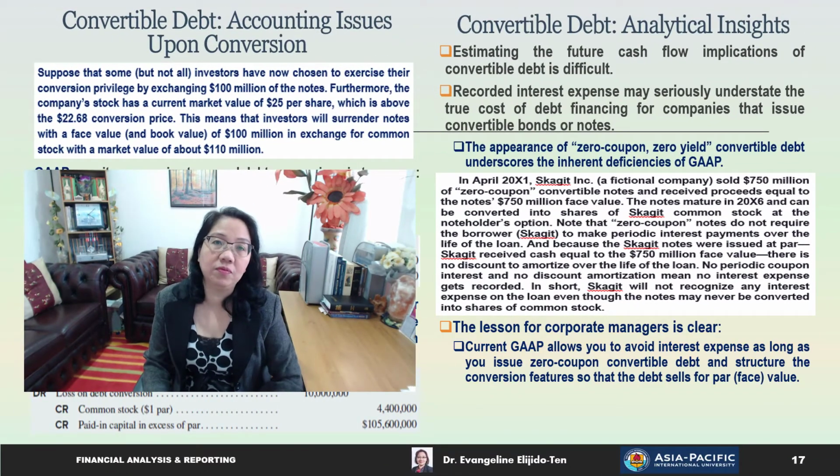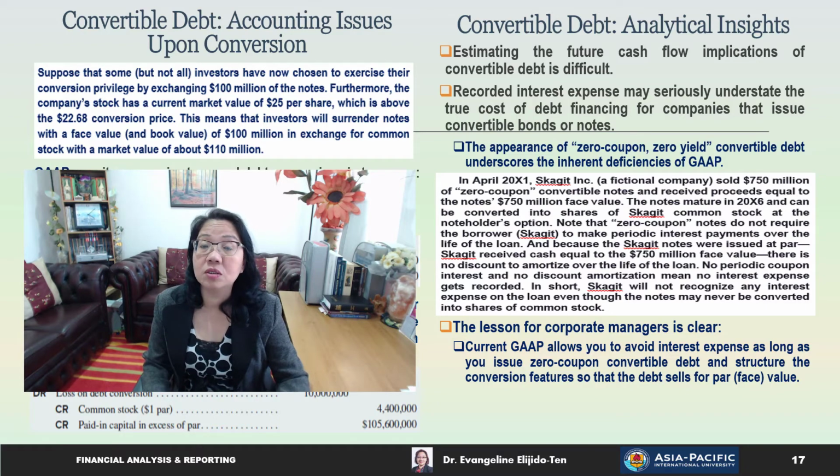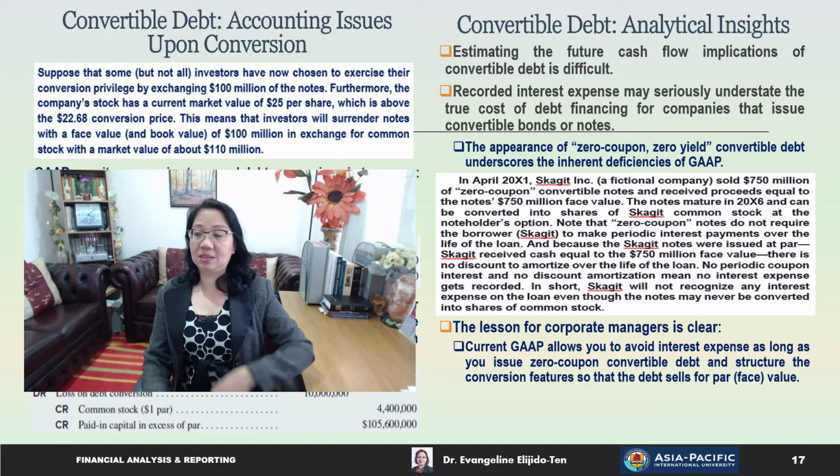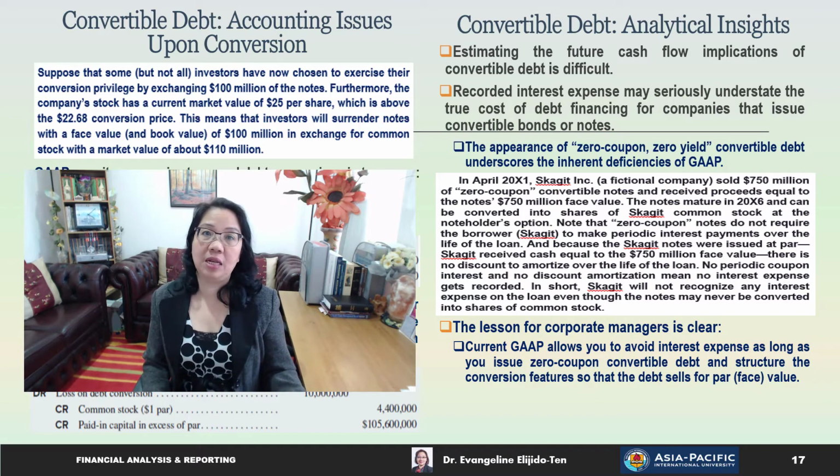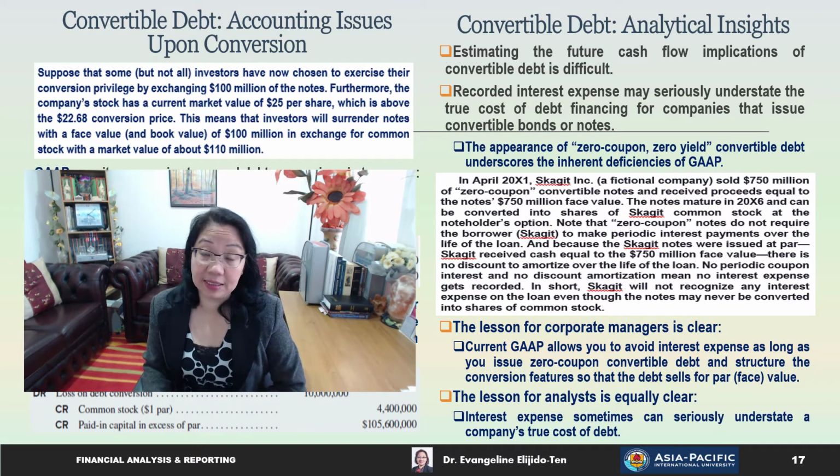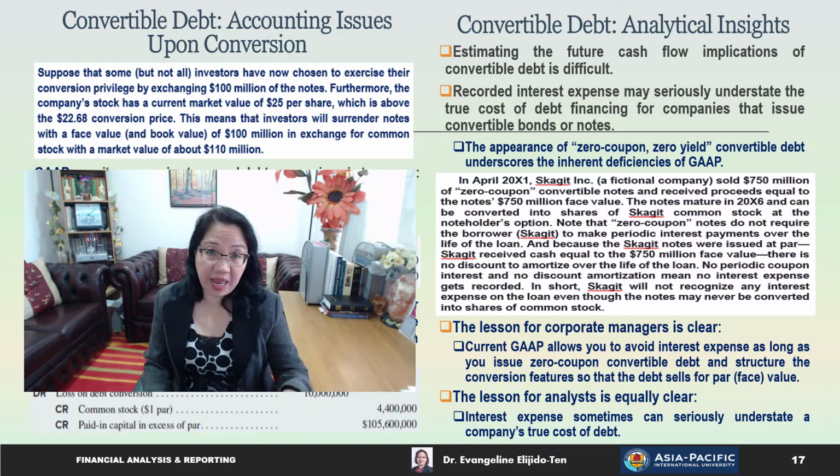So the lesson for corporate managers is clear. Current GAAP allows you to avoid interest expense as long as you issue zero coupon convertible debt and structure the conversion features so that the debt sells for par value. What is the lesson for analysts here? Interest expense sometimes can seriously understate a company's true cost of debt.